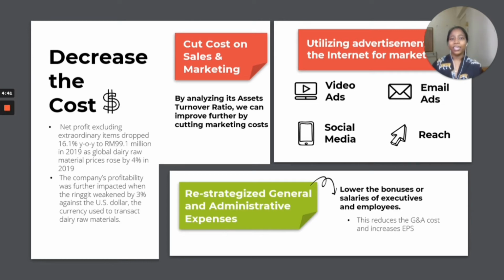Firstly, it can also utilize advertisement on the internet for marketing, as it can make our product reach any audience faster than before, and it can also re-strategize general and administrative expenses by lowering the bonuses or salaries of executives and employees if necessary, rather than laying them off.